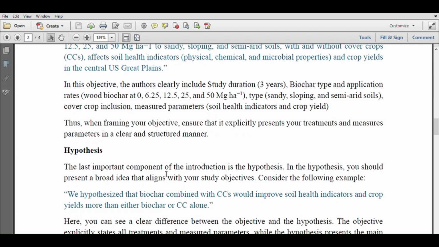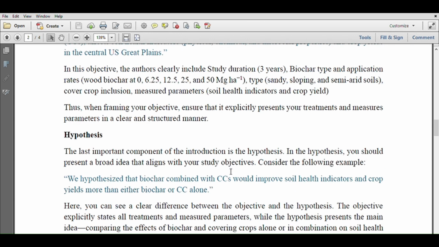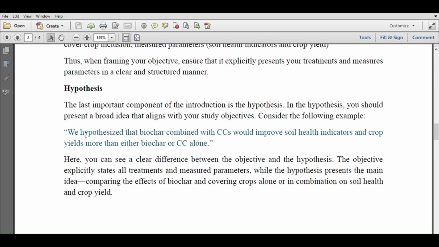Hypothesis. The last important component of the introduction is the hypothesis. In the hypothesis, you should present a broad idea that aligns with your study objectives. Consider the following example. We hypothesized that biochar combined with CCs would improve soil health indicators and crop yields more than either biochar or CC alone.